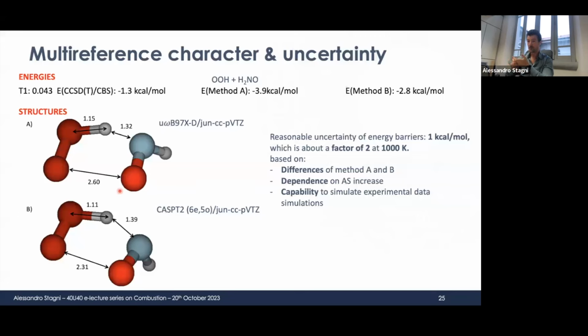And if we consider the multi-reference character and we want to estimate the uncertainty of these theoretical methods, then we can say that the remaining uncertainty is 1 kcal per mole, which is about a factor 2 at 1000 Kelvin, which is compatible with the state of the art.